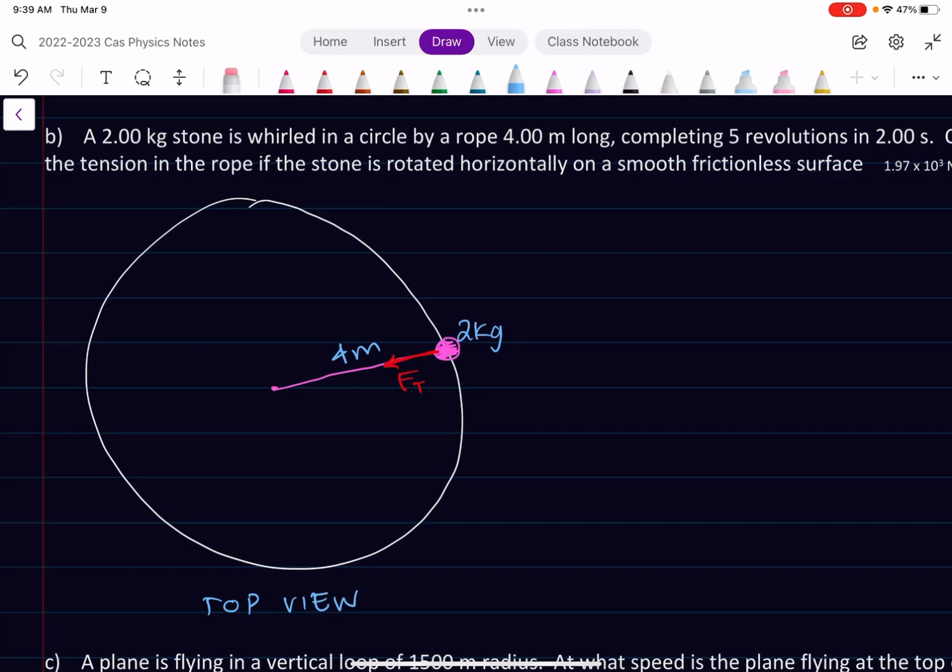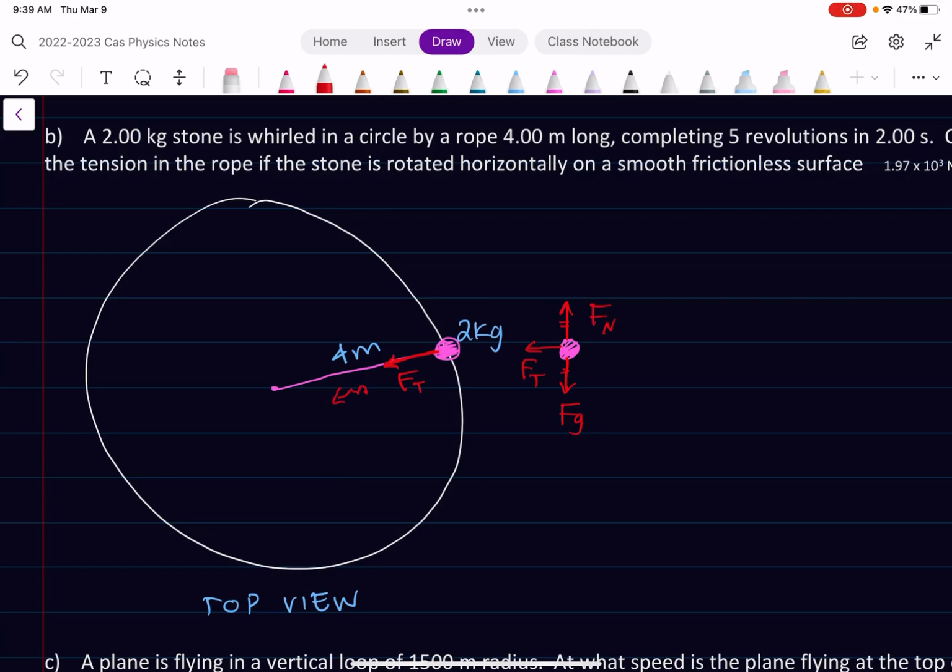In this case, the force of gravity and the normal force, like we drew in the last question, if you were looking at it from the side, you would have the force of gravity acting down and the normal force acting up, and we're saying that those two forces are balanced. The only force acting, and I can actually draw it, is the tension force pointing to the center of the circle, and that's what's causing the centripetal acceleration.